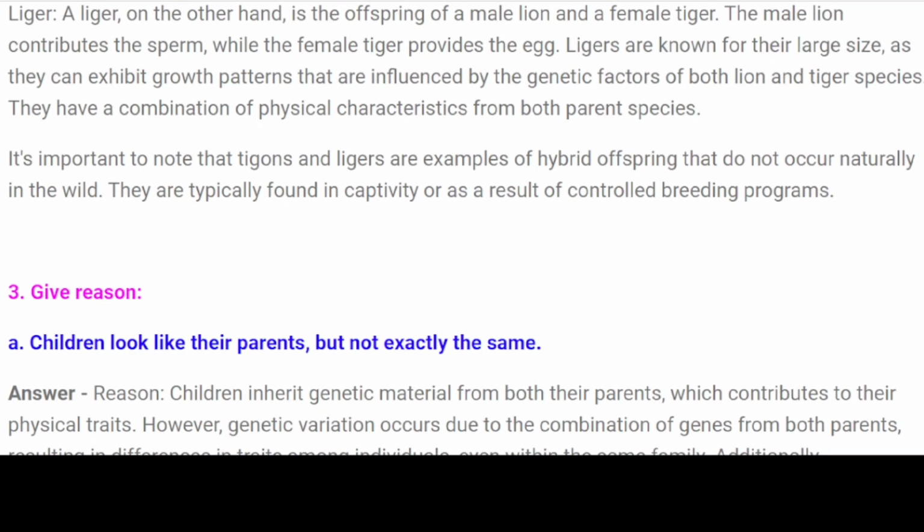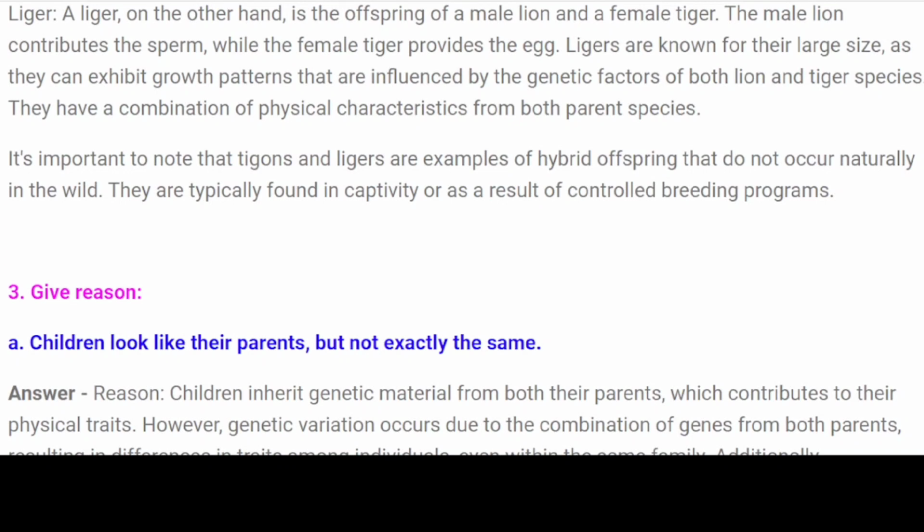Ligers are known for their large size, as they can exhibit growth patterns that are influenced by the genetic factors of both lion and tiger species. They have a combination of physical characteristics from both parent species. It's important to note that tigons and ligers are examples of hybrid offspring that do not occur naturally in the wild. They are typically found in captivity or as a result of controlled breeding programs.